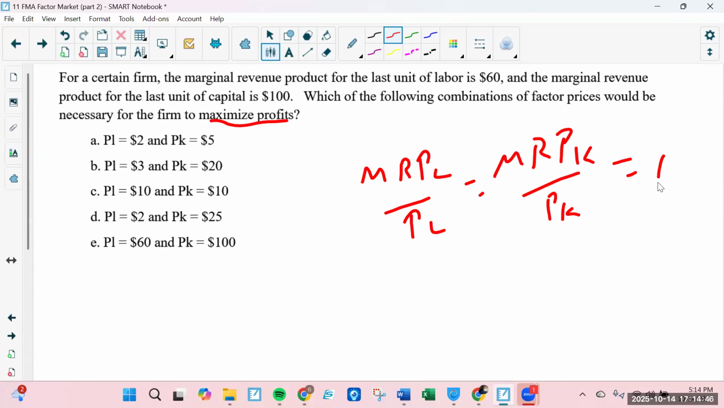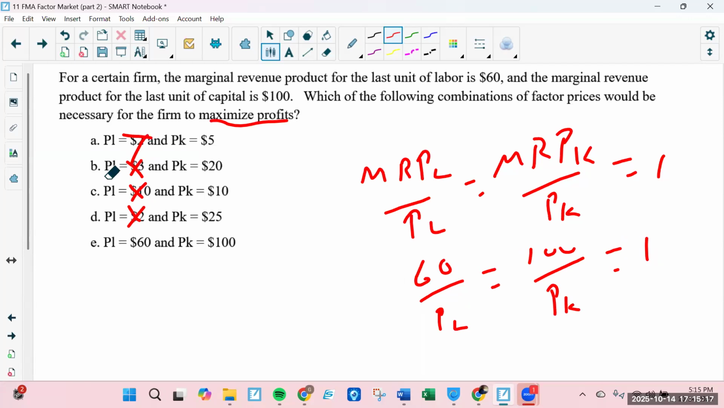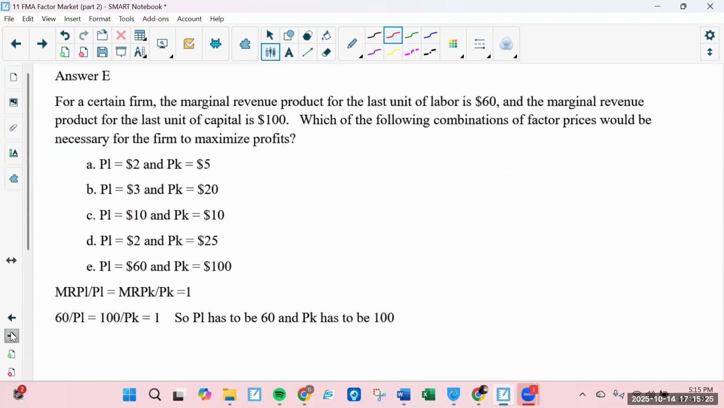Well, let's see. So it's going to be the marginal revenue product of labor, they give you that one, sorry. So it's going to be 60 over the price of labor, which should equal 100 over the price of capital, equal to 1. Well, gee, 60 over PL has to equal 1. So what does the price of labor have to be? 60, right? So that right there, you didn't even need to be able to do capital to get it right. But let's make sure. 100 over the price of capital has to equal 1. So what does this have to be? Price of capital has to be 100. Therefore, your answer is E.